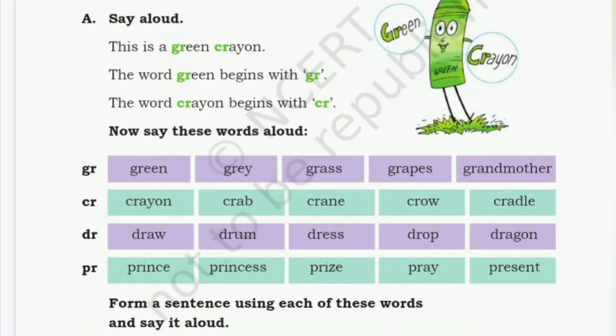We have to frame the sentence of each word. For example, the trees are green. I have a grey crayon. The playground is full of grass. I like the grapes. My grandmother gave me a new story book, etc. Students, you can make your own sentences using these words.